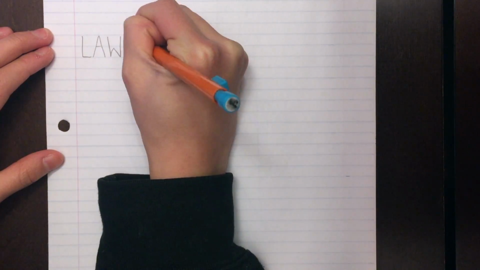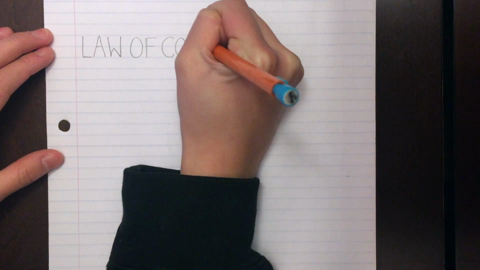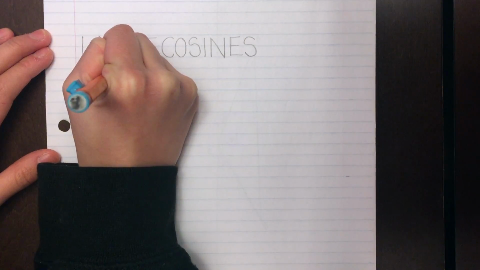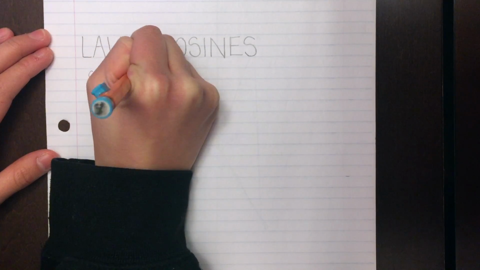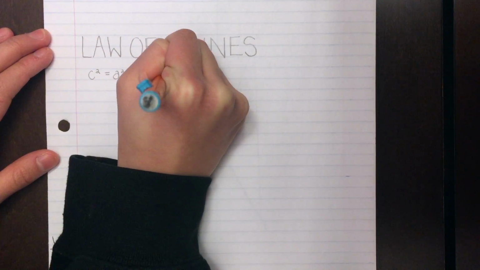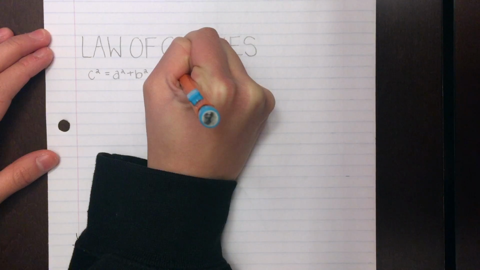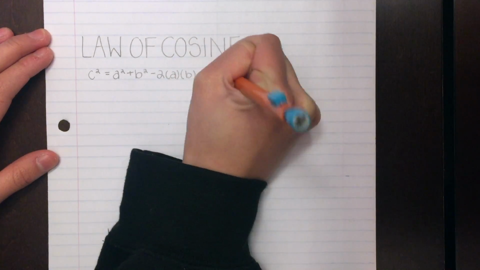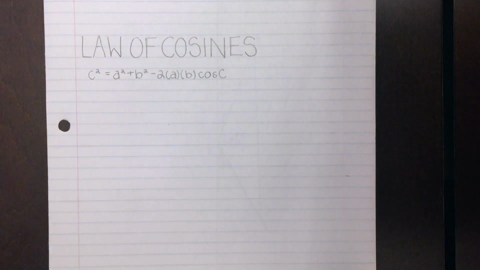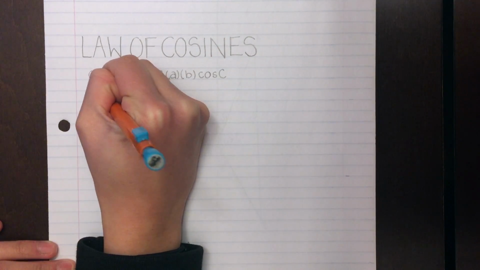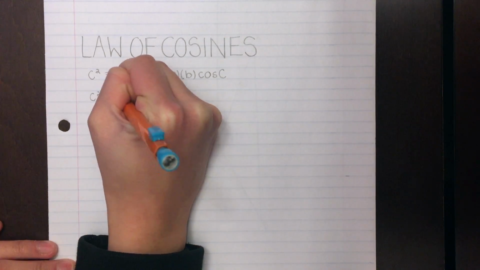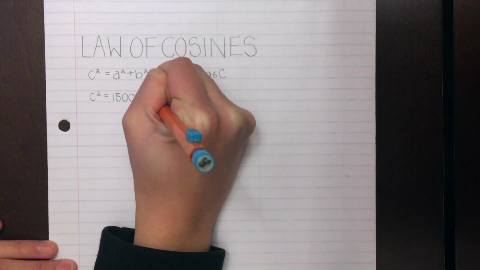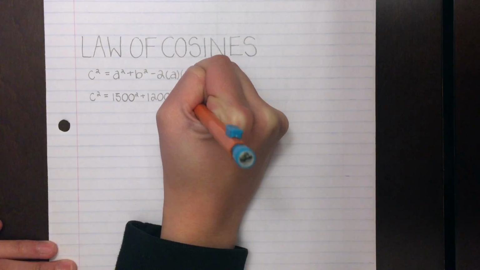Now we can use the law of cosines to figure out side C. The law of cosines is c squared equals a squared plus b squared minus 2 times ab cosine C. Since we know that side A is 1,500 miles, side B is 1,200 miles, and angle C is 130 degrees, we can plug those variables into the equation.